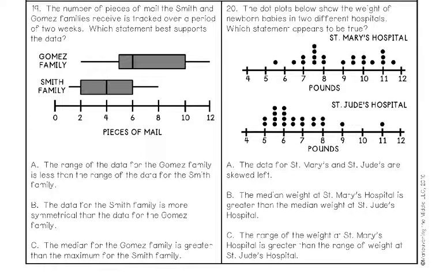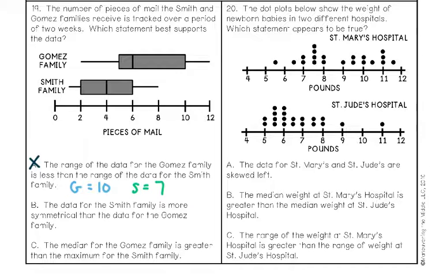So A says the range of the data for the Gomez family is less than the range of the data for the Smith family. The range is the greatest minus the least, the maximum minus the minimum. So for the Gomez family, that range would be 10, and the range for the Smith family would be 8 minus 1, which is 7. So the range for the Gomez family is actually greater than the range for the Smith family, which means that it cannot be A.